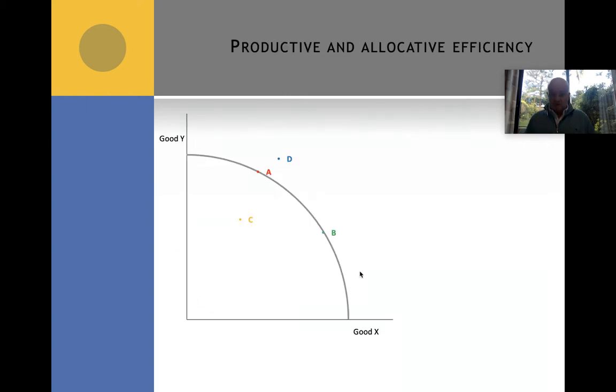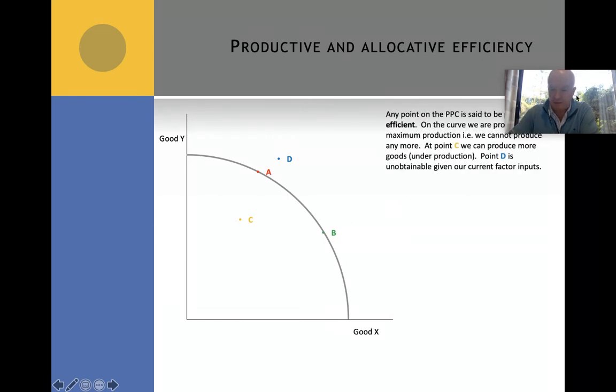So let's have a look at productive and allocative efficiency, and then also show how we can show a number of different things on our PPF graph or our production possibility frontier or production possibility curve. Okay, so in this instance, we've got two choices. We can produce either good Y or good X, and there are a number of different points on the chart which we can actually then demonstrate what this shows.